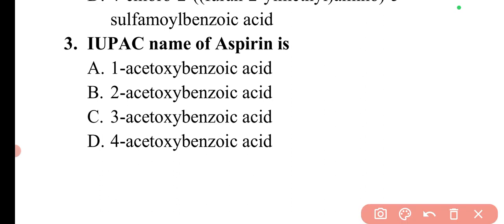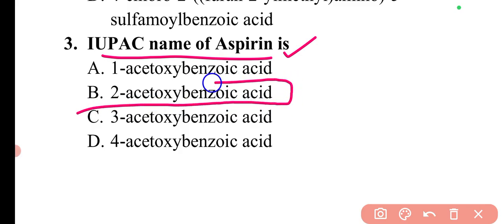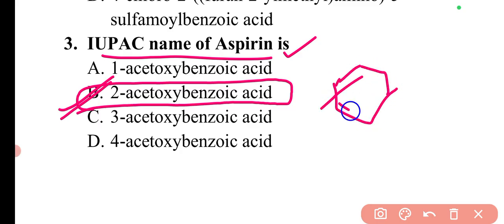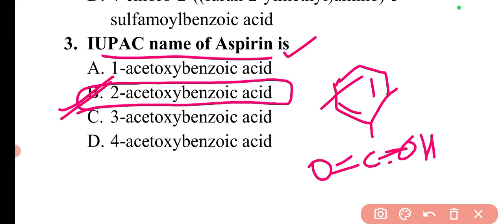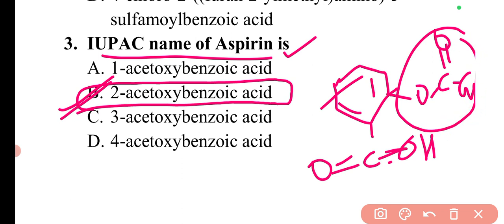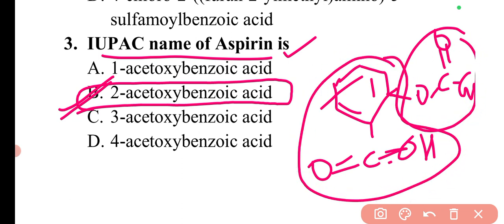So the question is, IUPAC name of aspirin is. The IUPAC name of aspirin is 2-acetoxy benzoic acid. If you check the simple structure, it again has a benzene ring. Here it has C double bond O and OH, that is a carboxylic acid group, and here it has O, C double bond O, CH3. So it is an acetoxy group, and this structure is a benzoic acid.